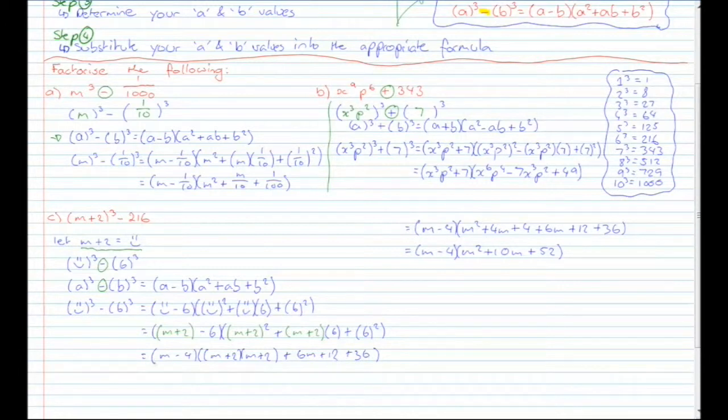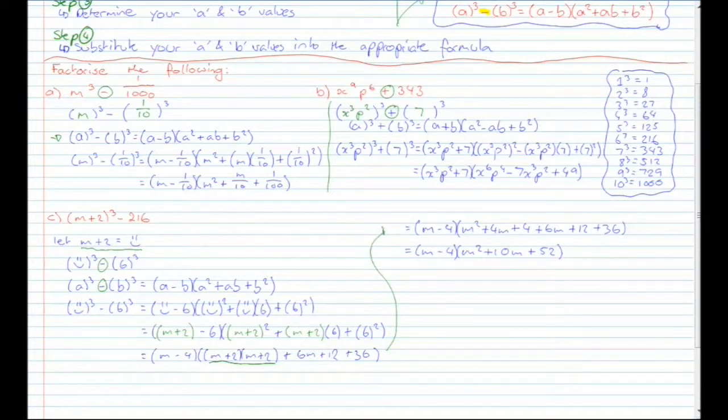Going through and expanding that a little bit now, you've got m plus 2 minus 6, well 2 minus 6 is negative 4, so you've got m minus 4 in the first bracket. And m plus 2 squared, well, that's the same as writing out m plus 2 times m plus 2. And 6 times m is 6m, 6 times 2 is 12, plus 36.